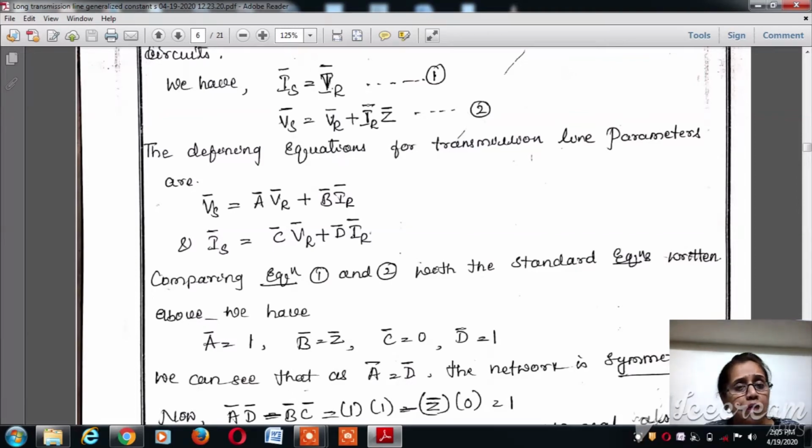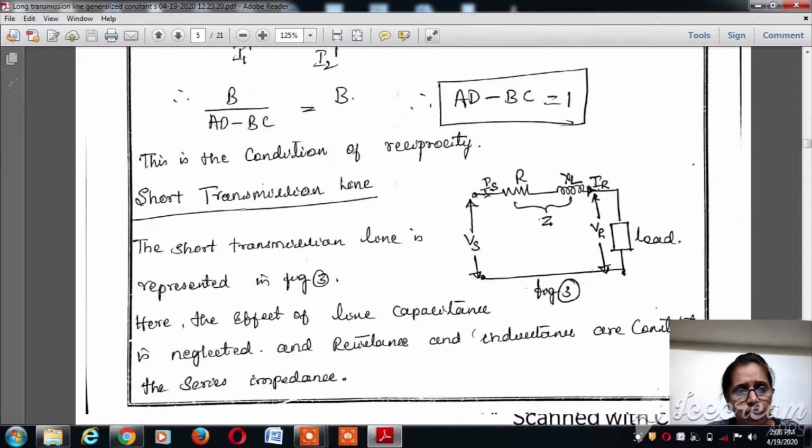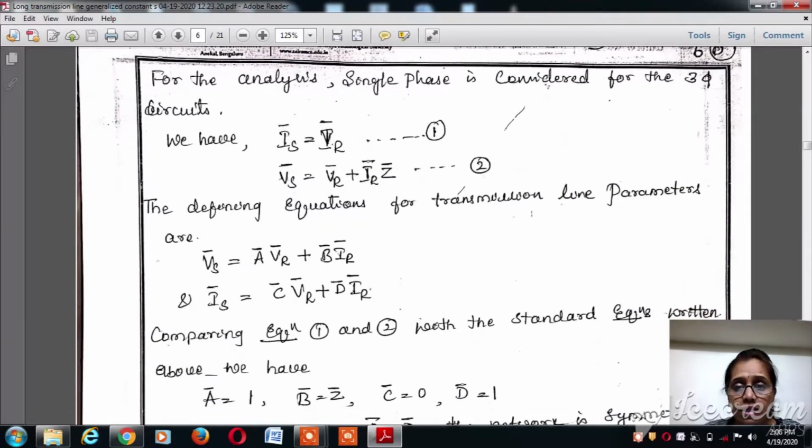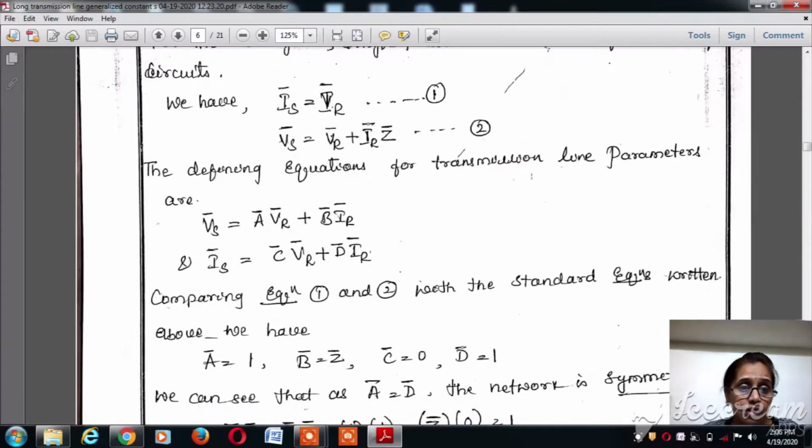Hi all, welcome back to the lecture video session on generalized constants analysis of short transmission lines. In the previous video, we were discussing the short transmission line equivalent circuit and how to apply the generalized constants A, B, C, D parameters to the short transmission line network. We were comparing the standard equations of Vs and Is with the equations written for the equivalent circuit of Is and Vs.